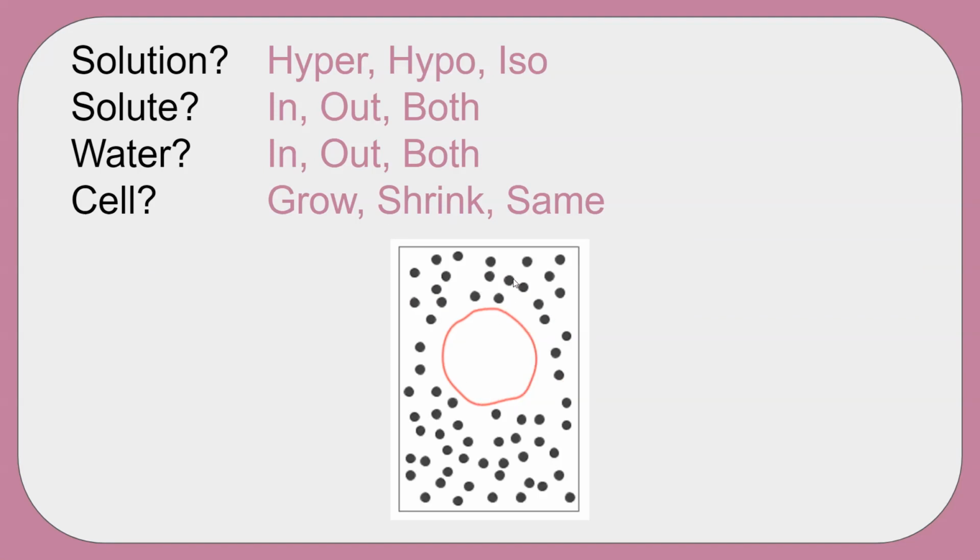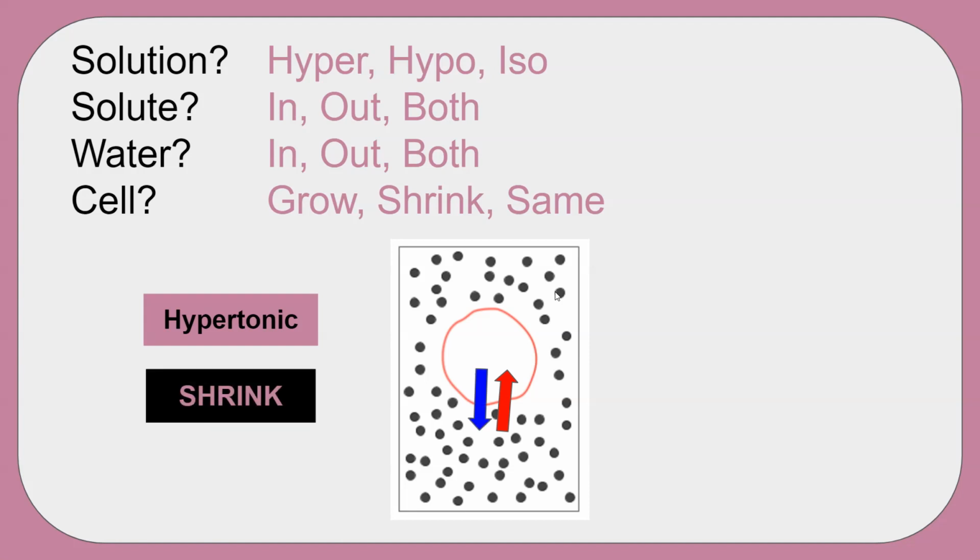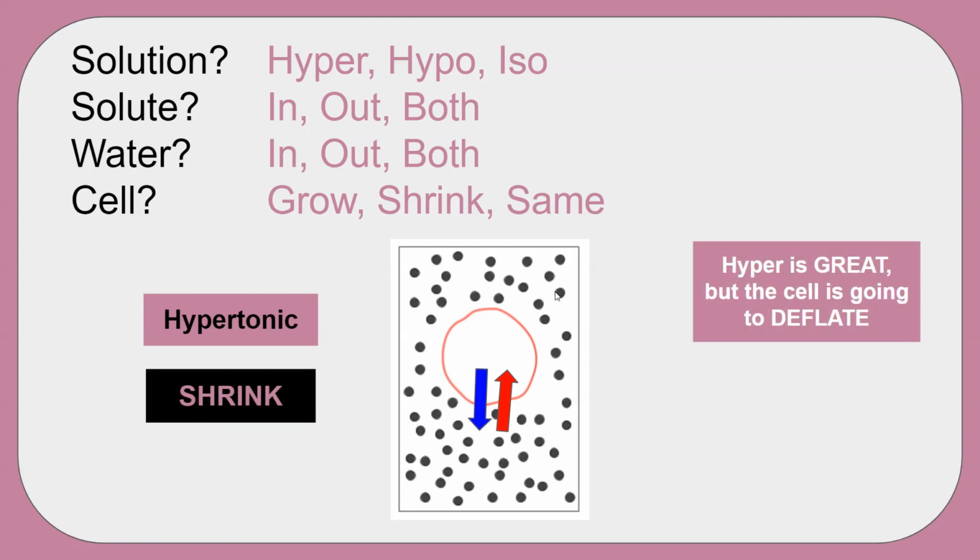In this situation, I've got the solution outside has more, so it's hypertonic, which means the solute going from high to low is going to go in, meaning the water will come out. And when water comes out, it will shrink. So hyper is great, but the cell's going to deflate.